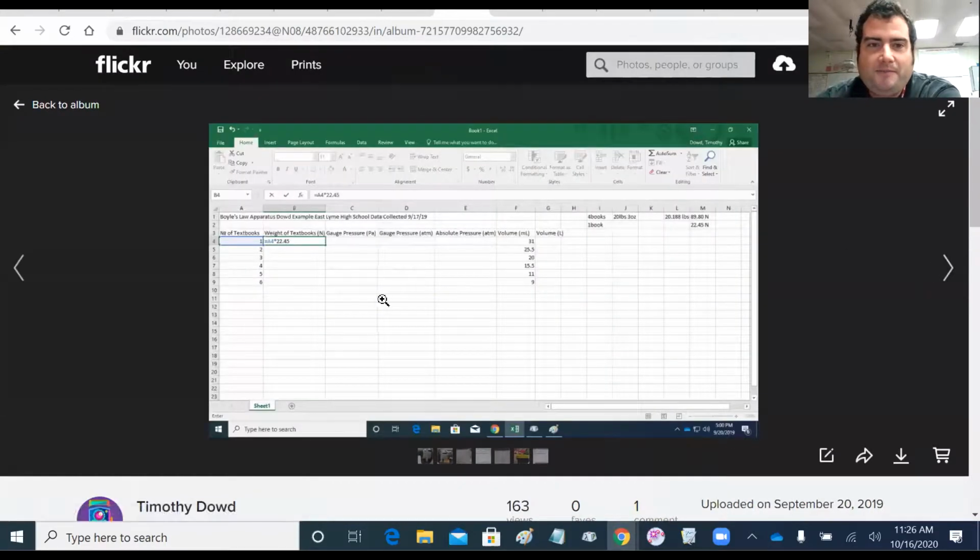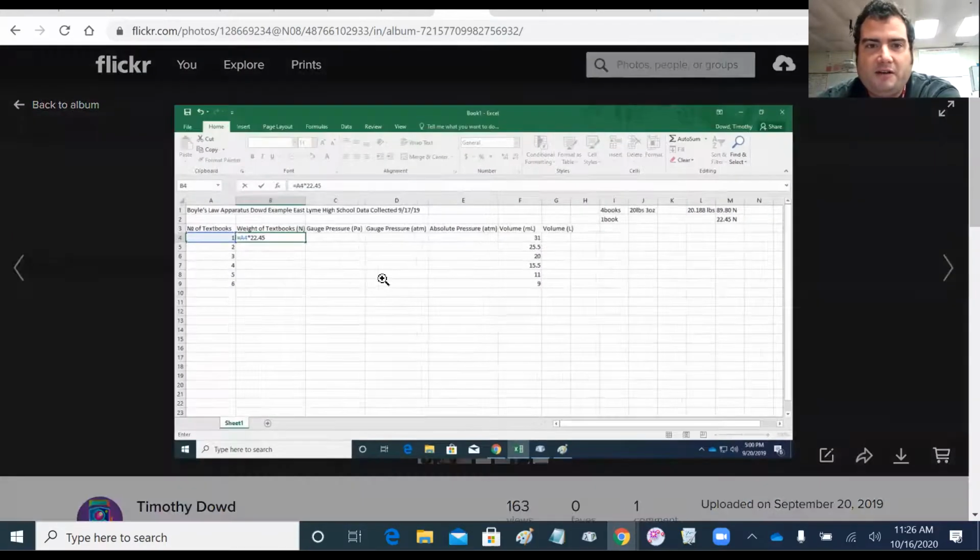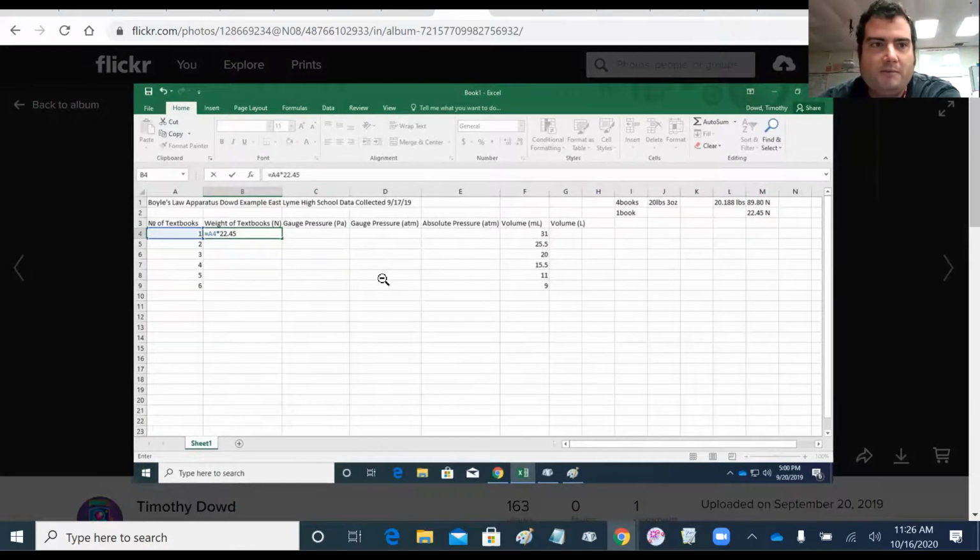At the end of the day, I now have this data, which I've put into a spreadsheet. This is a different spreadsheet. This is Microsoft Excel. Works pretty similarly. So here's how we can transform this into a graph of pressure versus volume to check whether Boyle's law is accurate. I listed my number of textbooks. I got my volume in milliliters. I'm first going to turn number of textbooks into textbook weight by multiplying by the weight of one textbook, which I got using the postal scale.